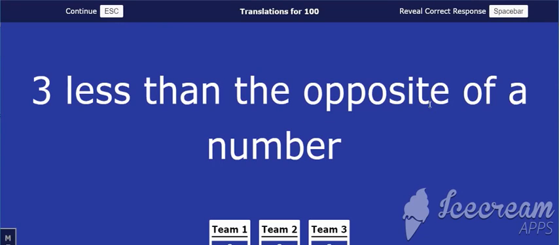So we have negative n, and then we have 3 less than. So if that's less than, then that's minus. So minus 3. So the answer would be negative n minus 3.